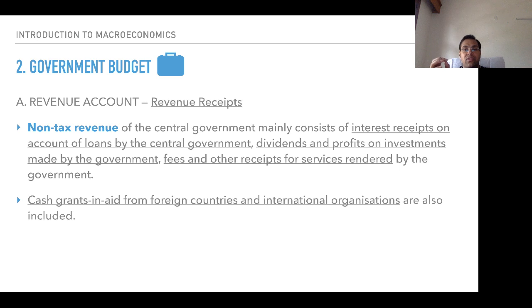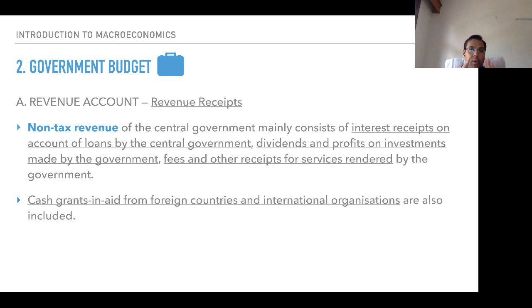Fees and other receipts for services rendered by the government: whatever services are provided by the government, if it charges some fees, receipts, penalties, or interest, all of these are included as a part of non-taxation revenue. Simply speaking, non-taxation revenue is that revenue which is specifically not taxes, and is not something that can be put in the capital account. It is day-to-day revenue, but it is not taxes.